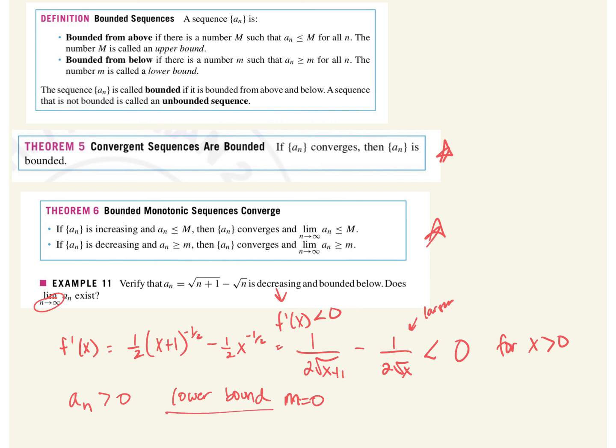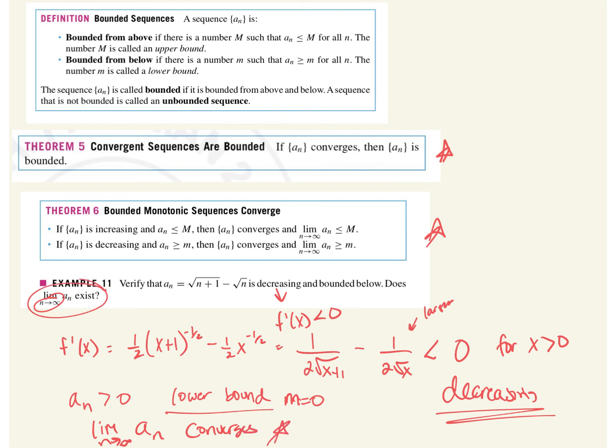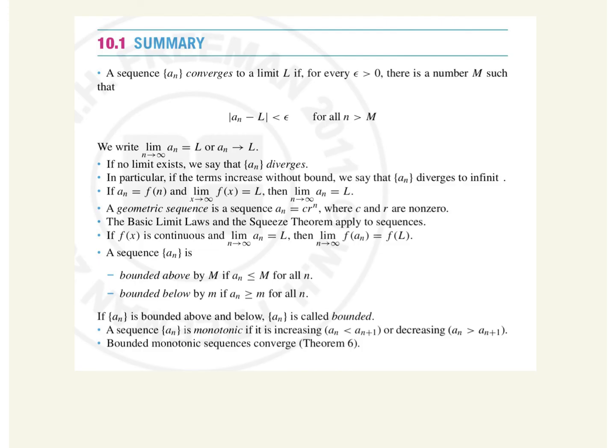If we have a lower bound and we are decreasing, therefore the limit as n approaches infinity of a sub n converges. That's the key. We didn't need to come up with a value. Does it exist? So in summary, this is all the bullet points that we went over in this lesson. Pretty much this is a foundation for where we're headed.